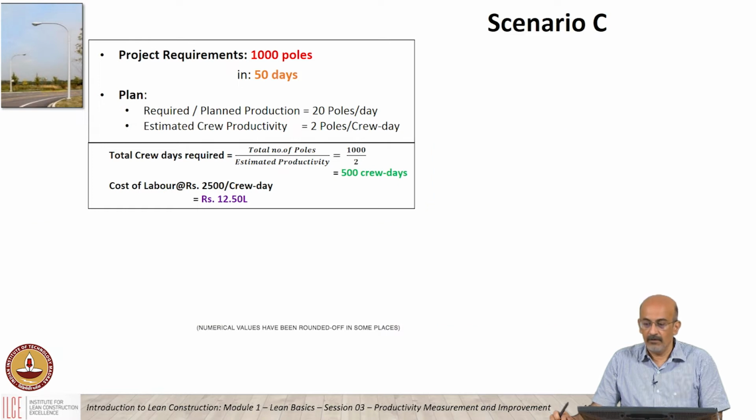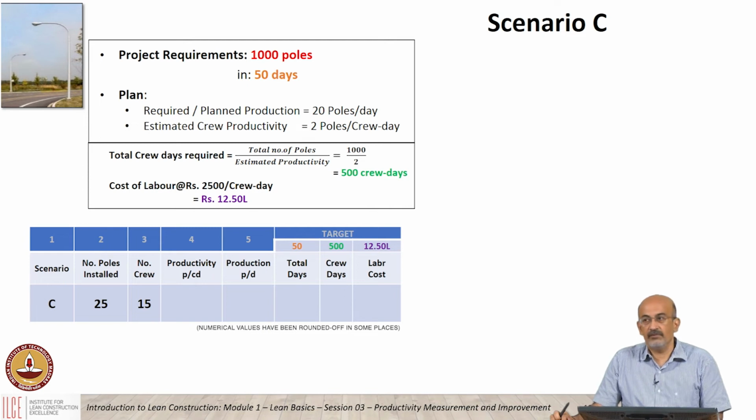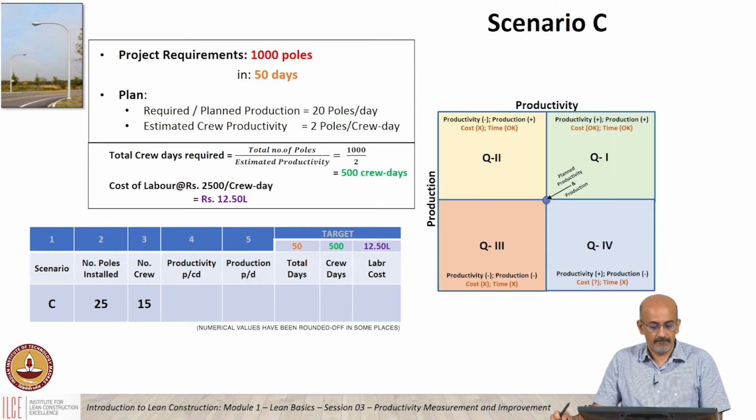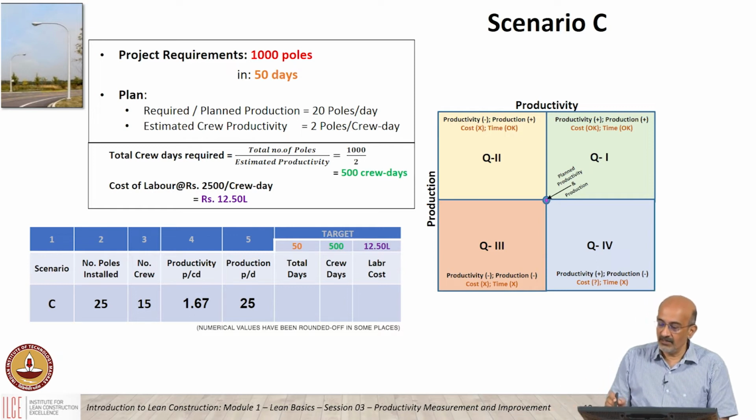Now go to scenario C. Now I have 25 poles installed by 15 crew. Productivity, going back to the quadrants, is 1.67, and production is of course 25. On which quadrant would this come? 1.67 is less than 2. Remember, this is 2, 1.67, and 25 is more than 20. So it comes into quadrant 2.